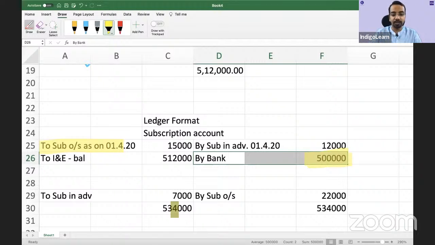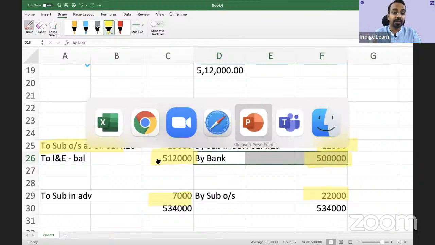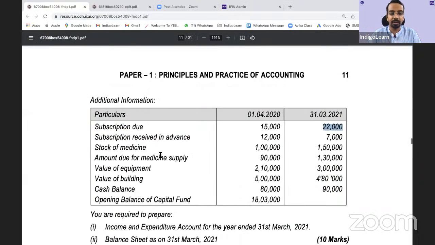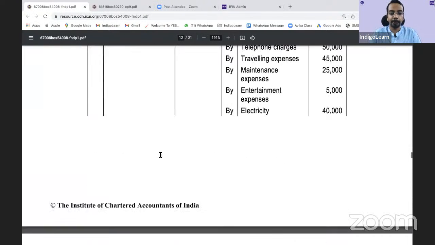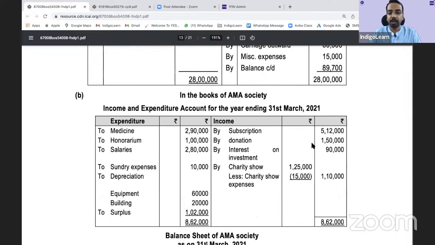Then similarly, reverse treatment for something which is outstanding at the end of the period. Then subscription in advance was a credit amount, right? It was received in advance. It is shown under liability. That will be transferred to the credit here, and the ending balance will be shown here. Whatever is the difference, 5,12,000 will be taken to the income and expenditure account. So that is the first adjustment that we have done. Okay. Where is it gone? By subscription, 5,12,000. Right. First item is done.